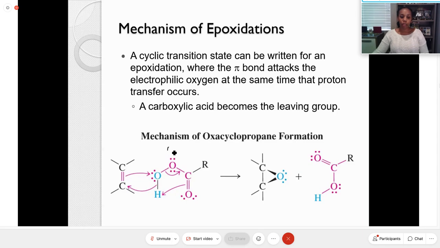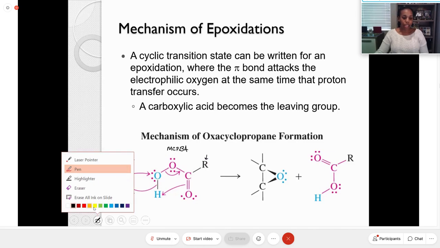So this would be, for example, MCPBA. Here, this would be that benzene ring. The R would be the benzene ring, but it could be peroxyacetic acid also, where R is just a CH3 group. But either way, we have here our alkene and our MCPBA. What is the mechanism for this reaction?